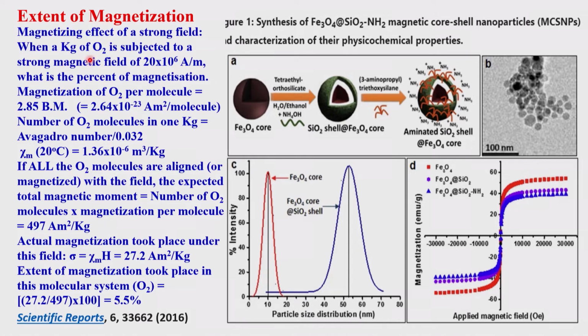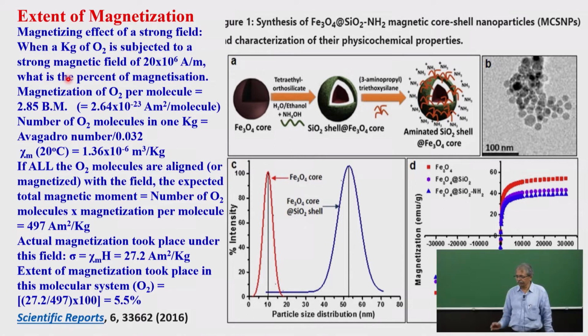Now, let us take an example of oxygen. Take 1 kilogram of oxygen, and let us say it is subjected to a very strong magnetic field such as 20 into 10 power 6 amperes per meter. Okay. So, that level of magnetization you are applying. We would like to find out what is the percent of magnetization. If it listens to it, then it should become 100%, it will not be, you can see that.